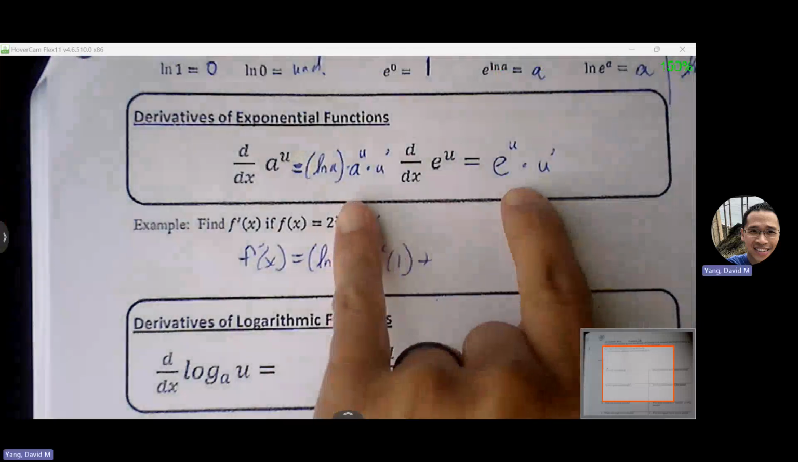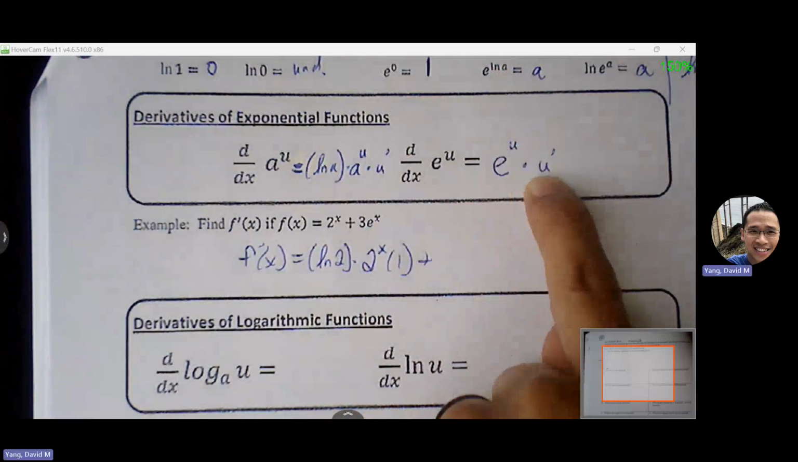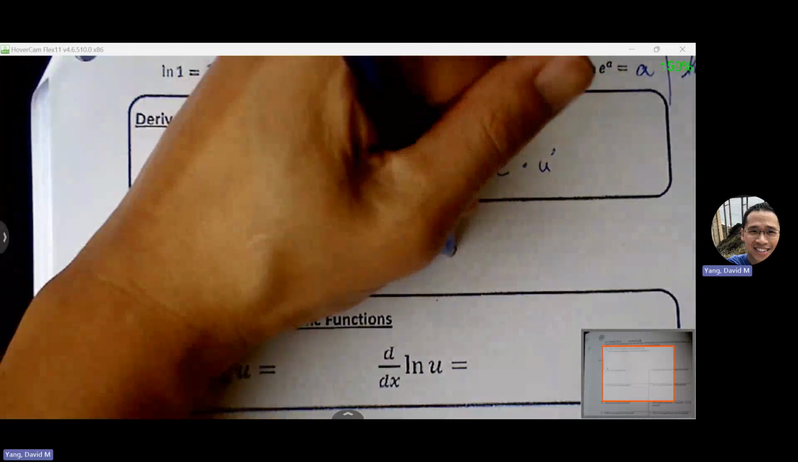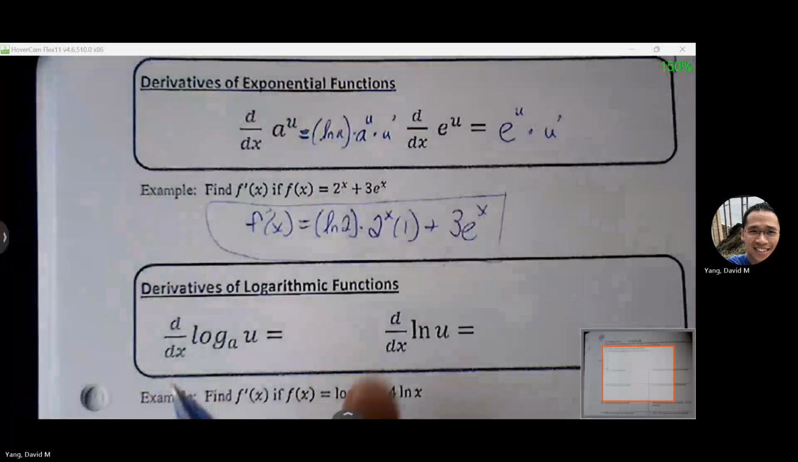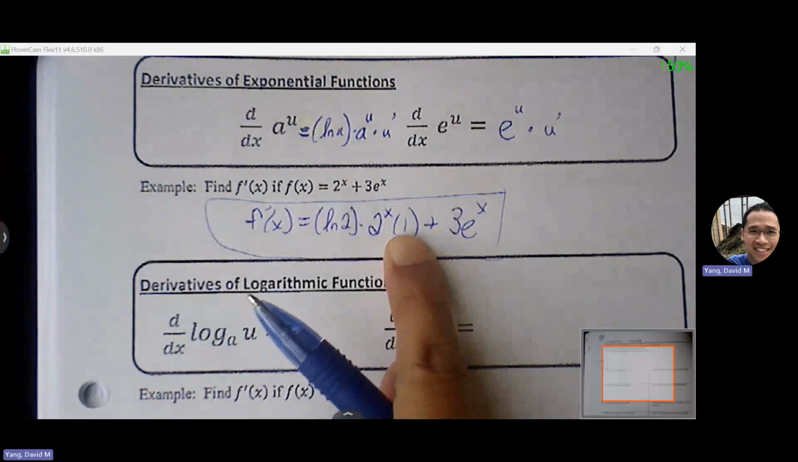And then 3 to the x is easy. It's just 3 times e to the x times 1, which is just 3 to the x. You don't need to include that 1 there.